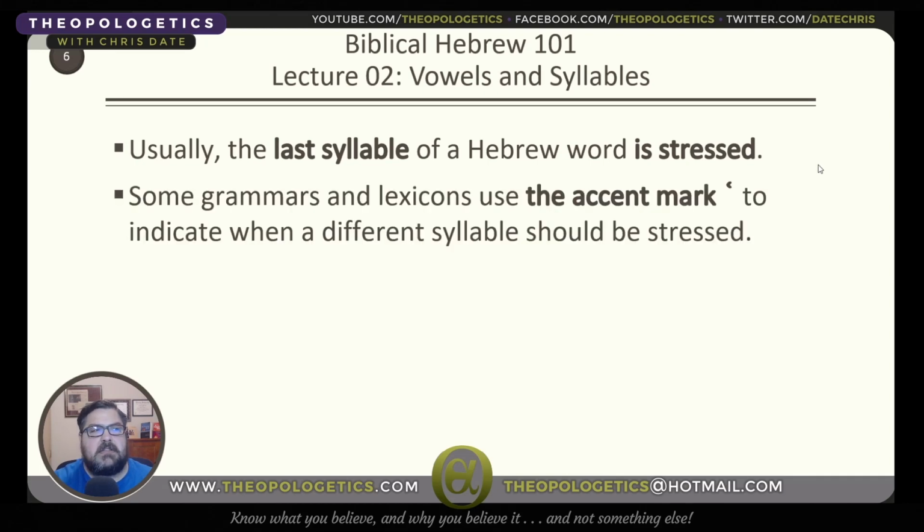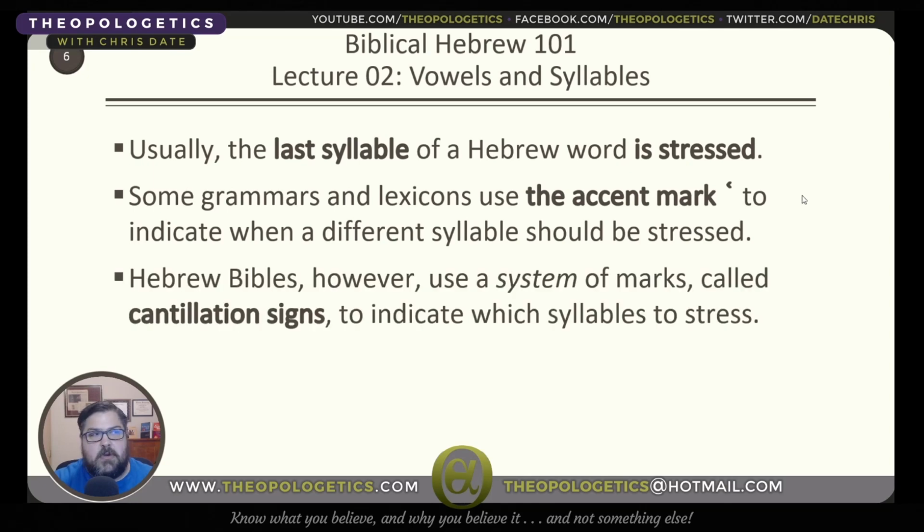But by and large, last syllable. Now, because there are exceptions to that rule, some grammars and lexicons use the accent mark, in this case one that looks like a leftward pointed arrow, a leftward pointed caret, to indicate when a different syllable should be stressed. So that accent mark will be above the consonant that begins that syllable. So you'll see that in your vocabulary flashcards and in some other places.